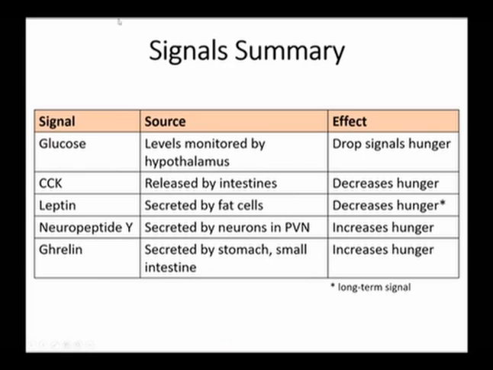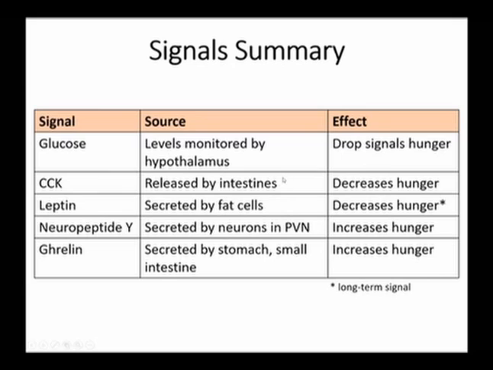So this slide here is just a summary of all of the signals that we've looked at so far. The one thing I want to point out is that I'm including neuropeptide Y here, which is a signal that increases hunger. Not because we've talked about it, but because we will be talking about it. And I don't want this chart to be incomplete, so we'll come back to that one in just a minute. But we've talked about glucose, and a drop in our glucose level signals hunger. So as our free-floating levels of glucose in the blood drop, we start feeling hungry.